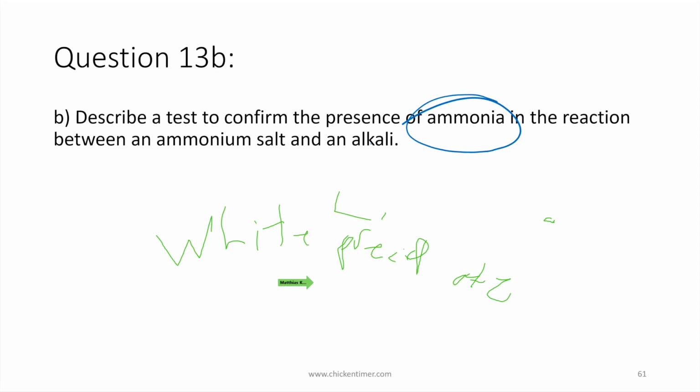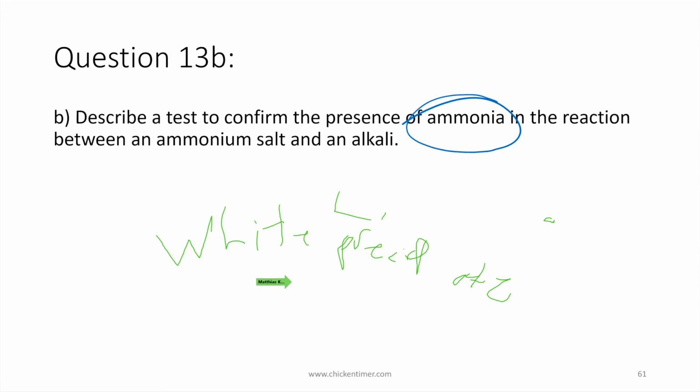White precipitate is not a test for ammonia. White precipitate is the lime water test for carbon dioxide. Lighted splint is the test for hydrogen, and glowing splint is the test for oxygen. So now is the test for ammonia. We only taught the lighted splint and the white precipitate.